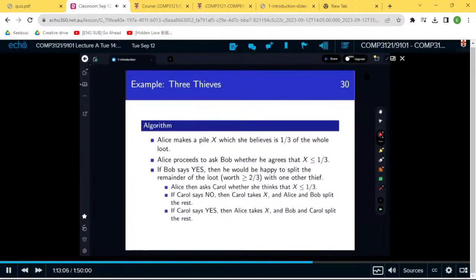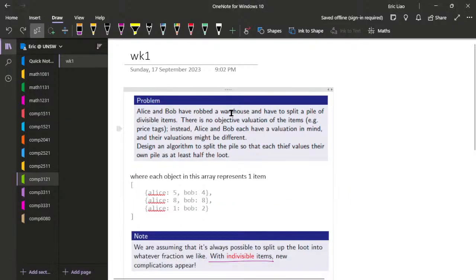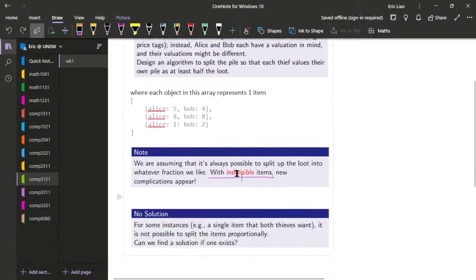Well, we start in the same way. Alice makes a pile, X, which she believes is worth 1/3 of the whole loot. She could also make three piles that are worth 1/3 each. The important thing is that X is worth 1/3 of the loot from her perspective. Then she asks Bob whether he agrees that X is at most 1/3 of the loot.